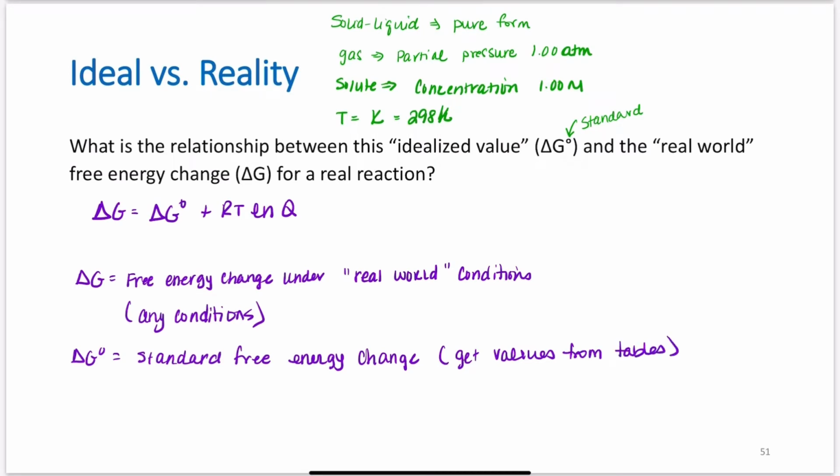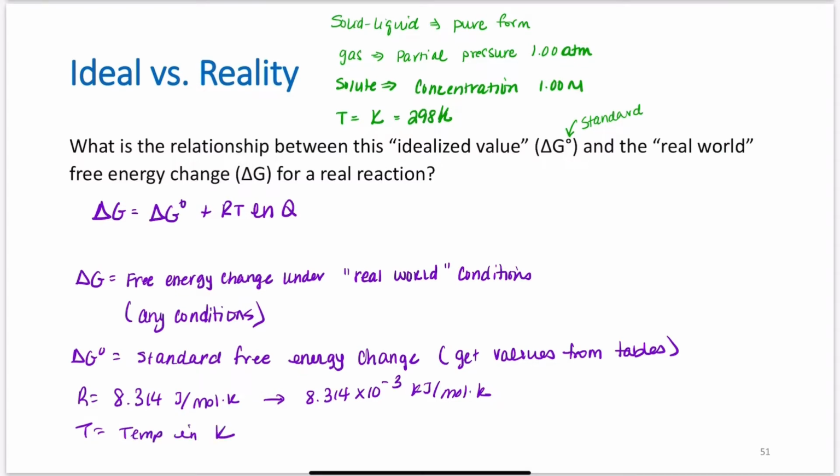And then R is our gas constant, 8.314 joules per mol K. But since we're dealing with delta G, we're probably going to have to convert this into kilojoules. So 8.314 times 10 to the minus third kilojoules per mol K. T is the temperature we're actually at in Kelvin.